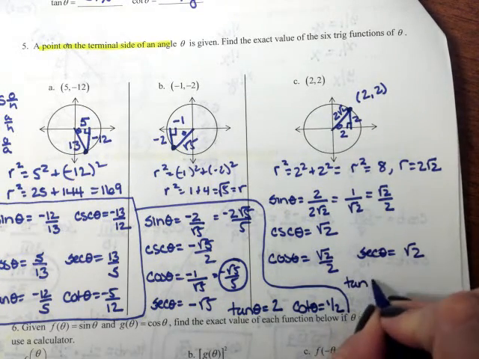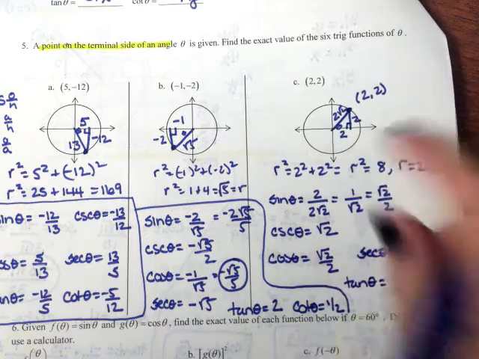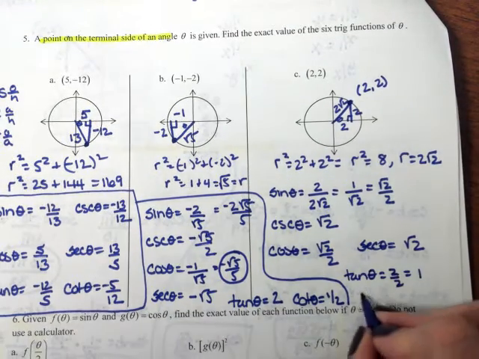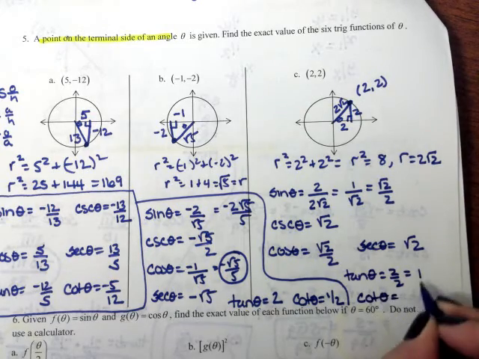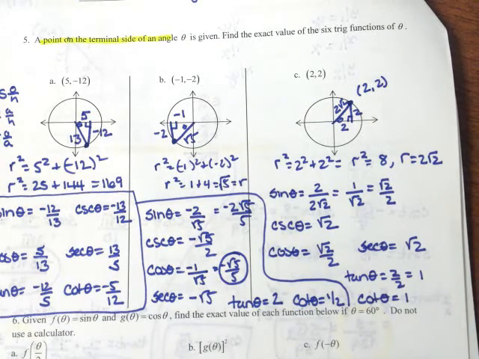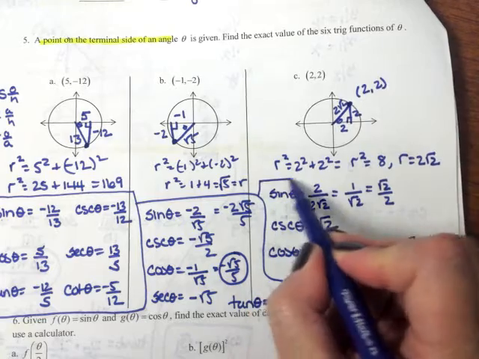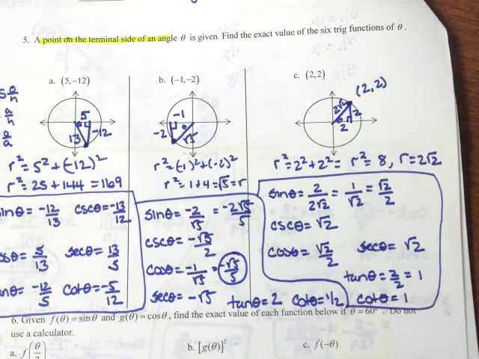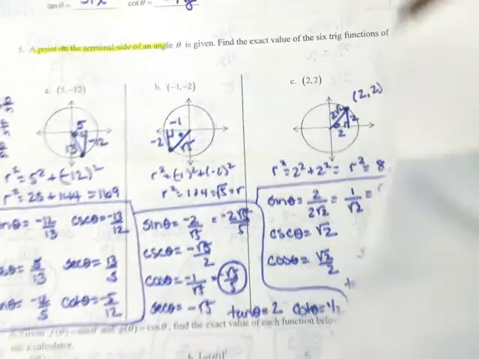Tangent is the opposite over adjacent, which is 2 over 2, which is just equal to 1. Cotangent is the reciprocal of 1, which is just 1. So even though that point was not on the unit circle, notice those trig values remained the same. Okay? Now, these are all functions that we're dealing with.